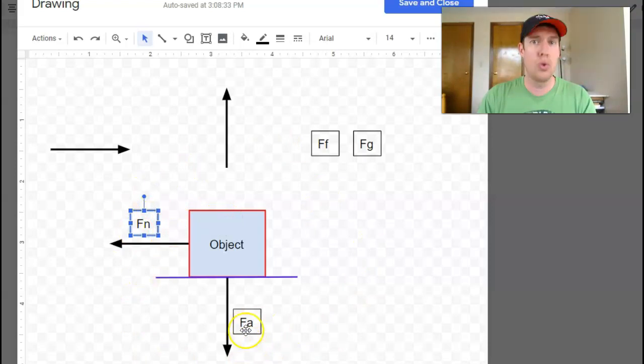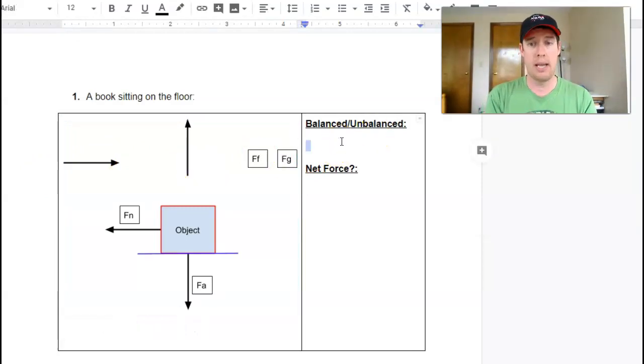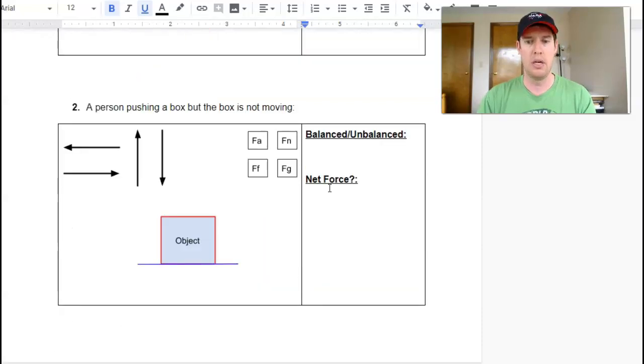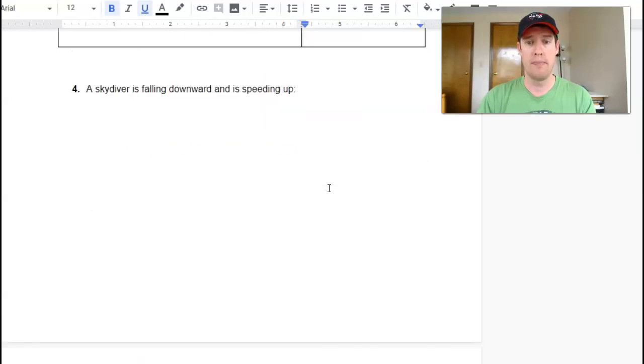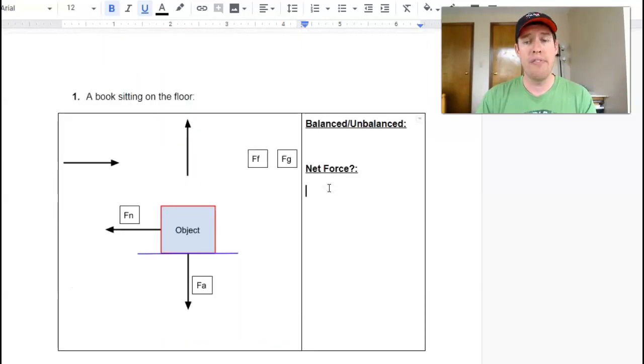When you're done drawing your own force diagram, hit save and close. And this will put your answer right there in scenario number 1. Now you just come up here and you're going to type, is the diagram that I've drawn balanced or unbalanced? And if it's unbalanced, you need to tell me what the net force is. Okay, and you will type that answer as well. So there's scenario number 2, scenario 3, scenario 4, scenario 5. Do all 5 of these.